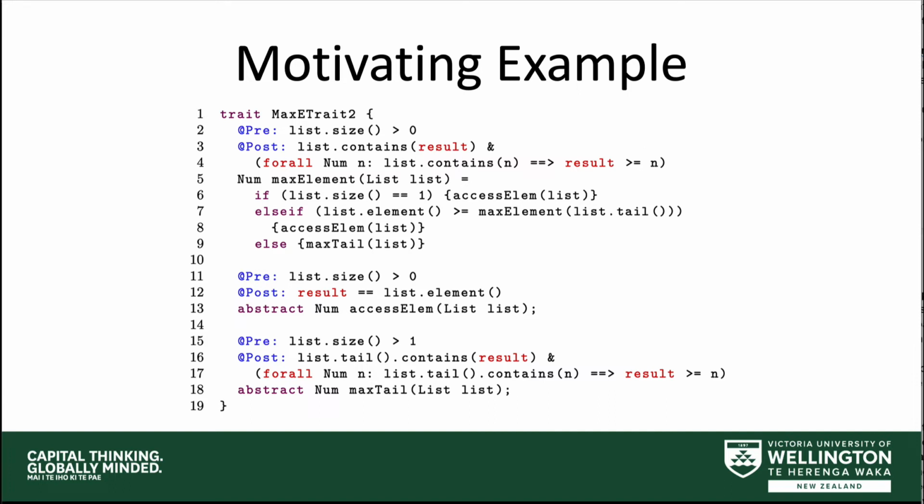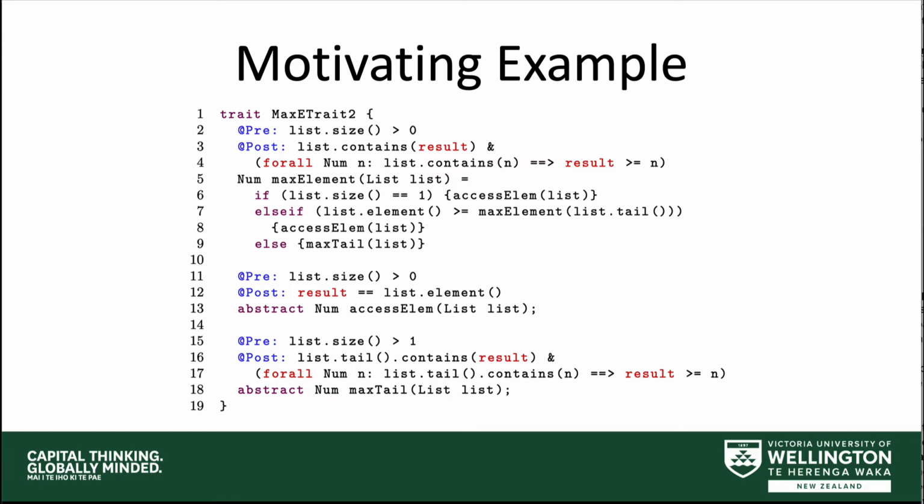And the outcome is that the result is going to be in the tail of the list, and for all of the contents of the tail of the list, because that's what we're working with, the result is going to be greater than all of the elements in there. So it's the maximum in the tail. So here's the trait. One method is implemented and two are abstract.